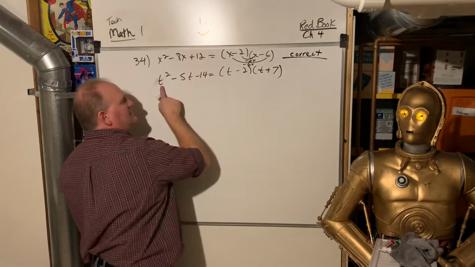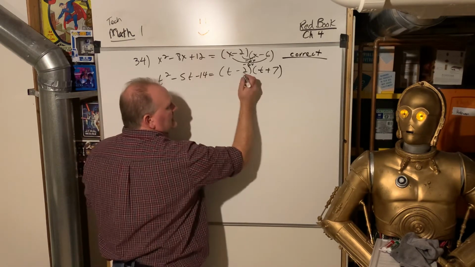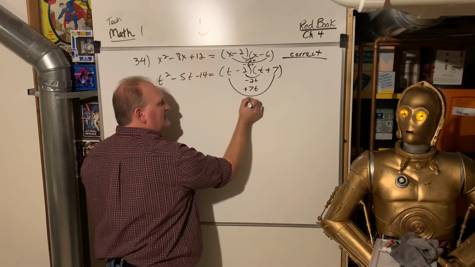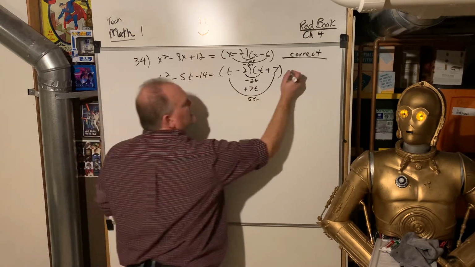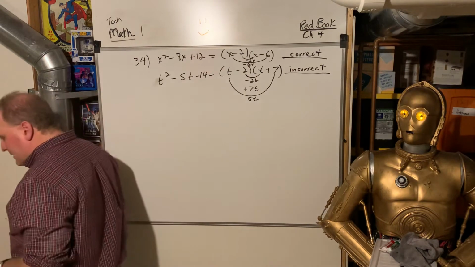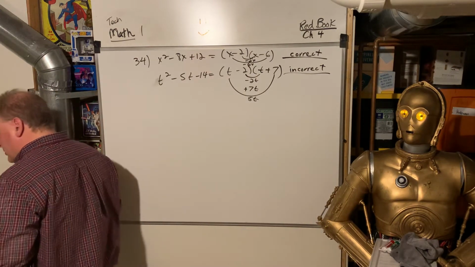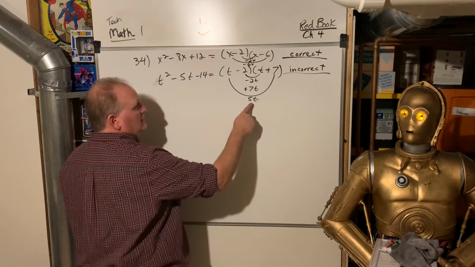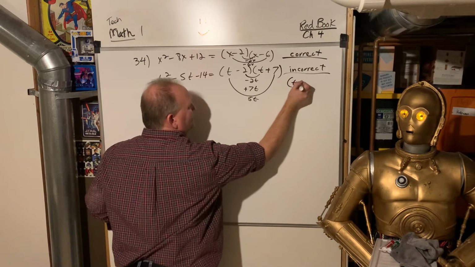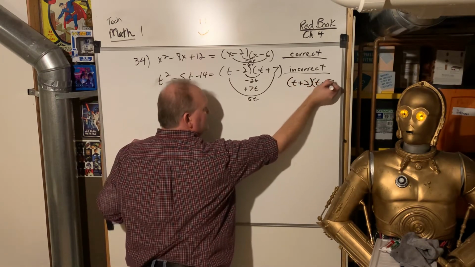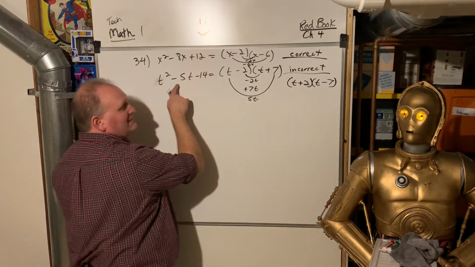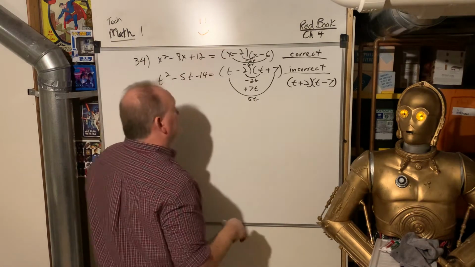T times t, t squared. Got it. Negative 2t, positive 7t. That adds up to 5t. Oh, this one's incorrect, because they've got the negative on the wrong thing. Look, that adds up to positive 5t. It should be plus 2. It should be t plus 2, and t minus 7, and then you'd still get negative 14 at the end, but you'd get negative 5t. They mixed up the positive and the negative on that one. All right.